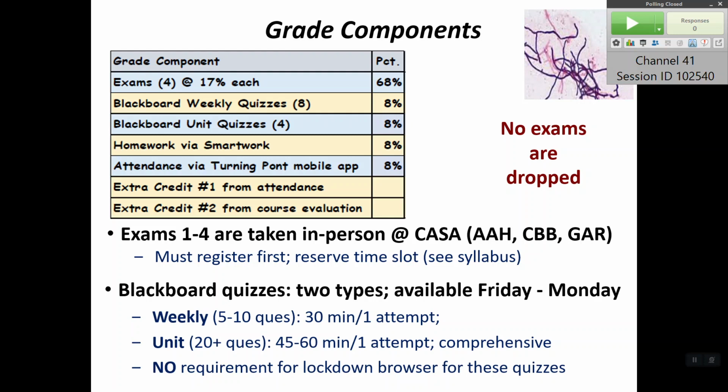The CASA scheduler becomes available 2 weeks before the exam. So if you're particularly keen on a time, make a reminder for yourself to check 2 weeks before so that you can lock that down.